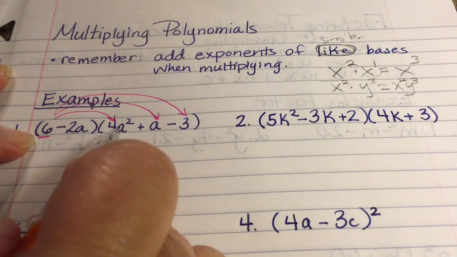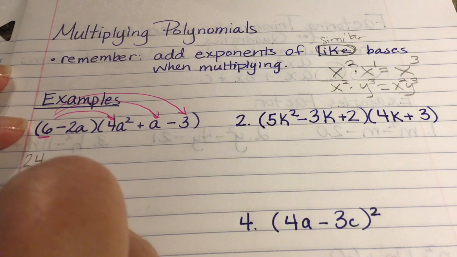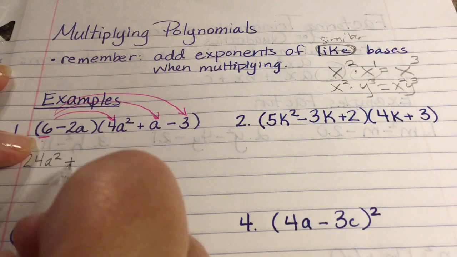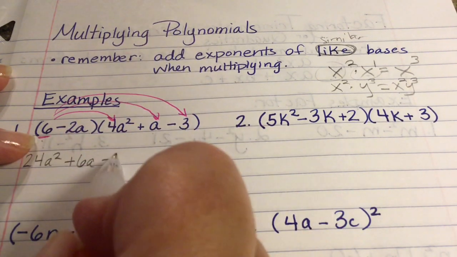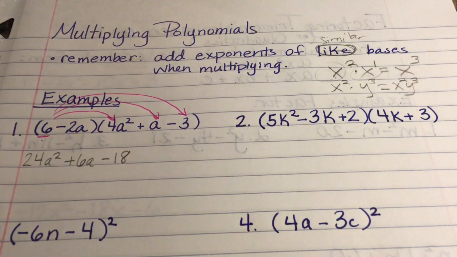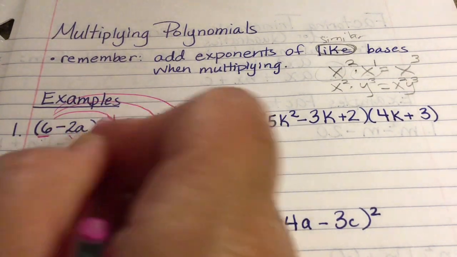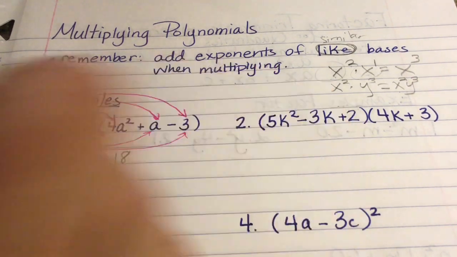So 6 times 4a squared would be 24a squared. 6 times a would be positive 6a. 6 times negative 3 would be negative 18. And then I'm going to distribute my negative 2a to each of these. Negative 2a times 4a squared, negative 2a times a, and negative 2a times negative 3.